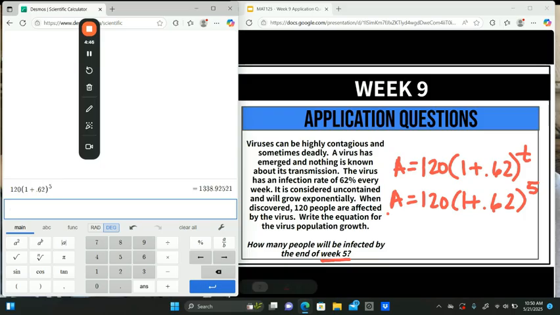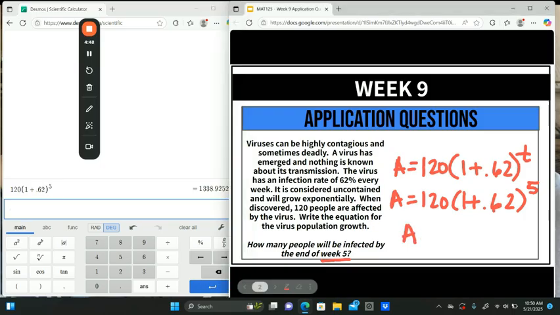So I'm going to write A equals 8.925. I'm just going to leave it right there. But we do need to round this. And our question is asking for number of people. So we're going to round it to the nearest whole number because you cannot have a percentage of a person. So 1,339 people.